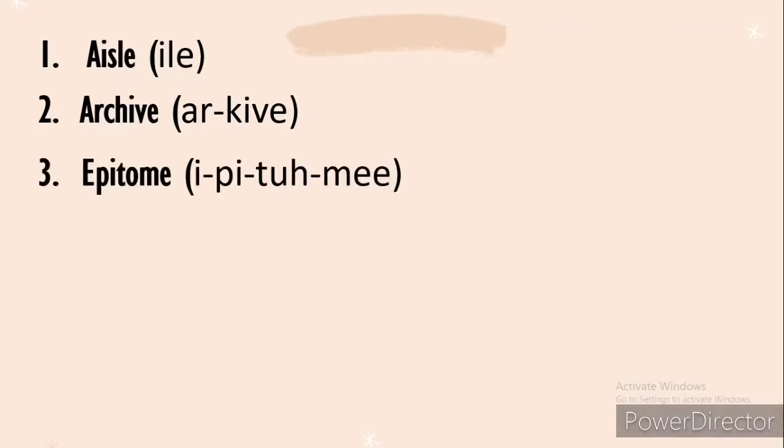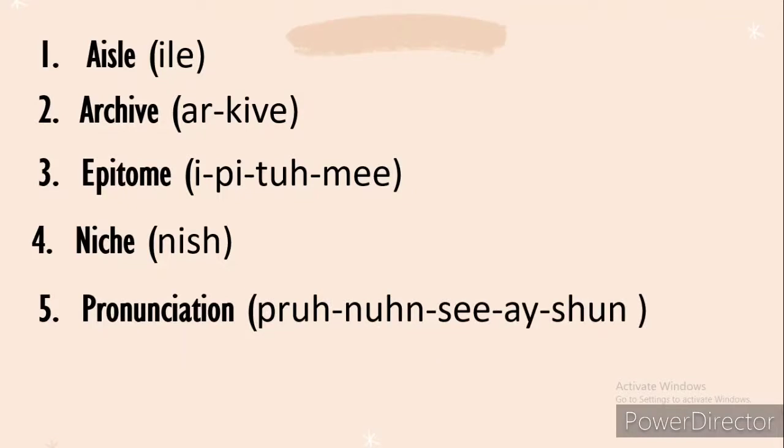Repeat after me. Aisle. Aisle. Very good. Next, archive. Archive. Very good. Next, epitome. Epitome. Very good. Next, number 4, niche. Niche. Correct. Then number 5, pronunciation. Pronunciation. Very good.